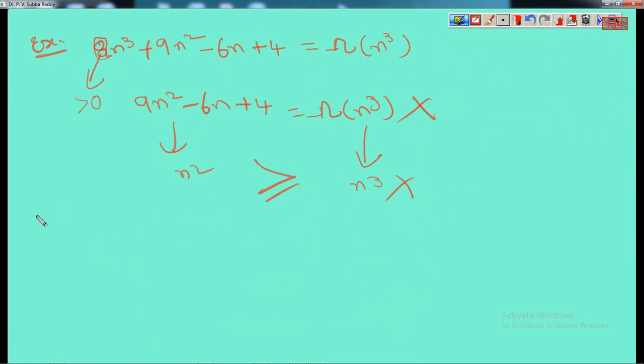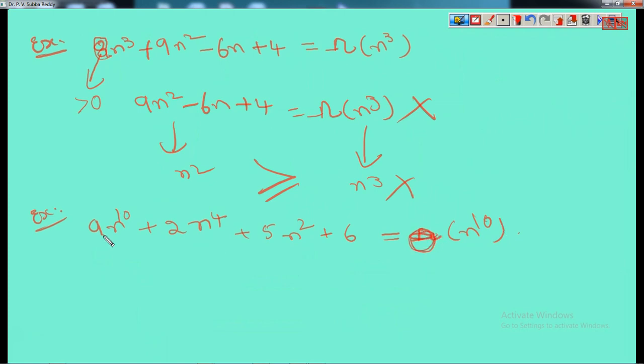Similarly, what is this value? 9 n^10 + 2 n^4 + 5 n^2 + 6 is big omega of n^10. Is it true or not? Yes, it is true. Why? Because here the order of growth is n^10, and here also the order of growth is n^10. So similarly, this is theta of n^10. Is it correct or not?